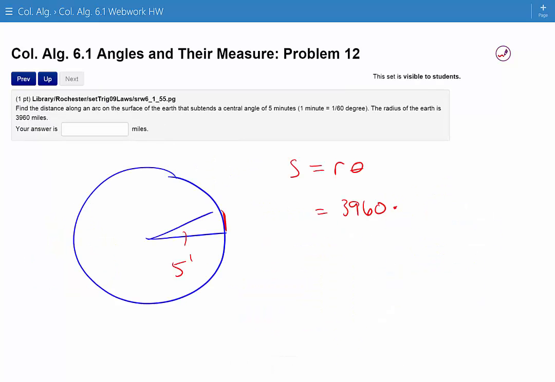Last problem wants to find the arc that subtends an angle of 5 minutes. So S equals R theta. Radius is this. The theta, though, we have to convert to radians. So I'm going to convert that for you. We're going to divide by 60 to get the minutes to cancel, and then times pi over 180 to get it into radians. Gives us an angle of about 0.00145. I didn't round that. I multiplied that in my calculator and got an answer right here.